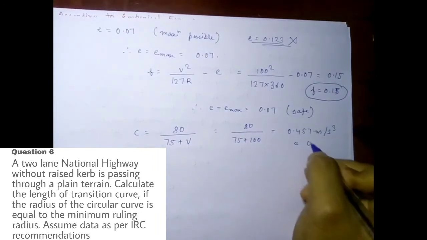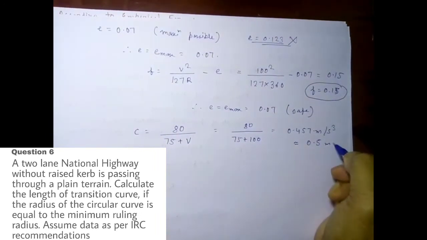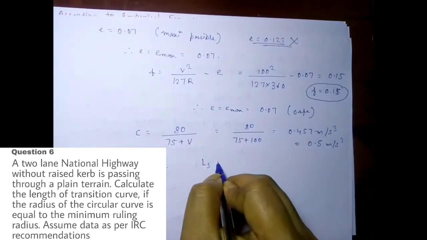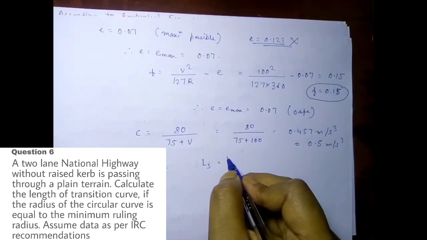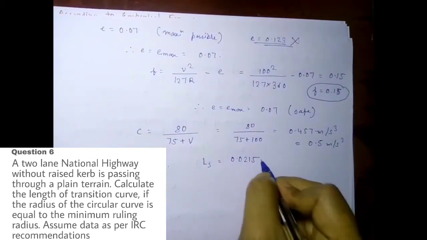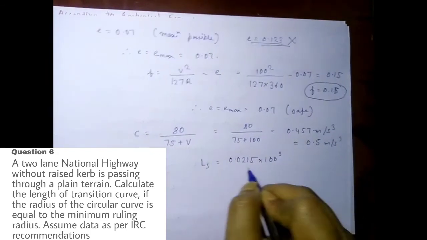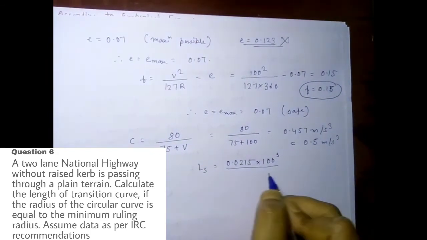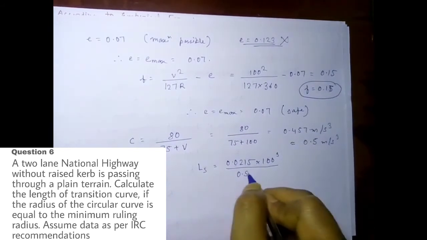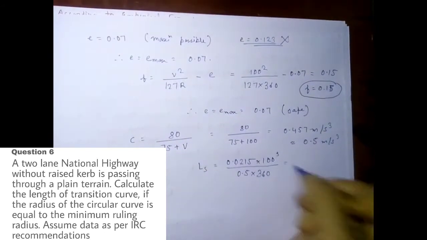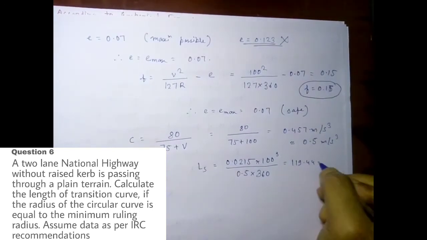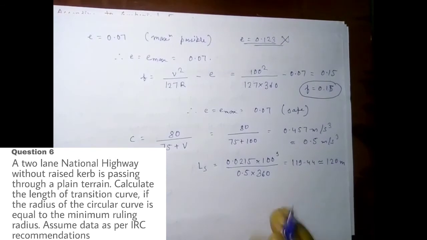And let us consider C to be around 0.5. Therefore, LS is equal to 0.0215 into 100 cube upon 0.5 into 360, we get it to be 119.44. Let us take it to be 120 meters.